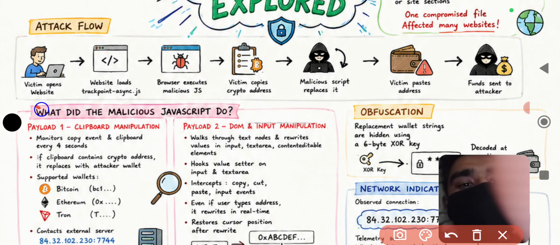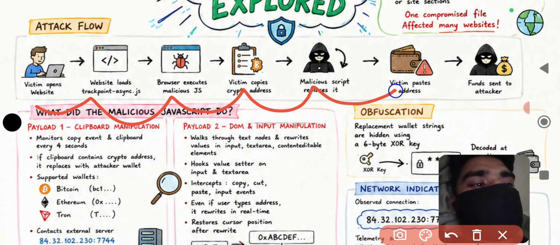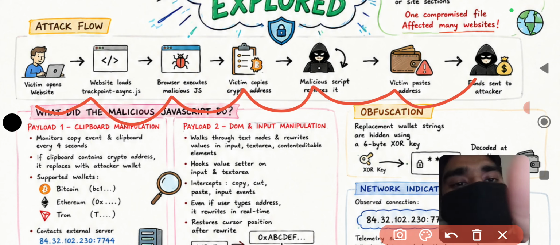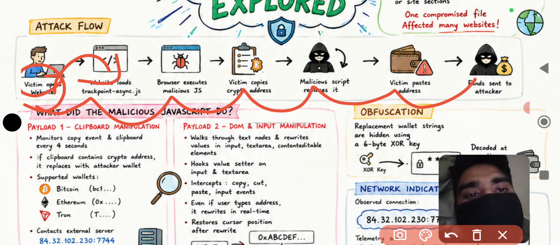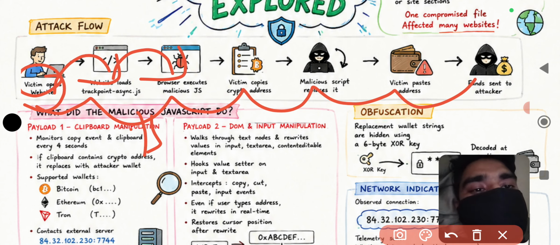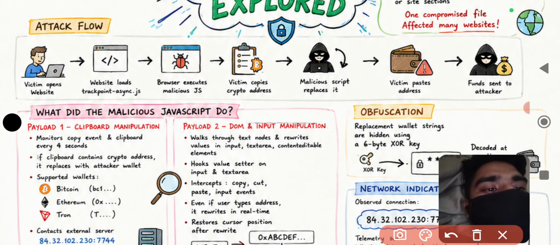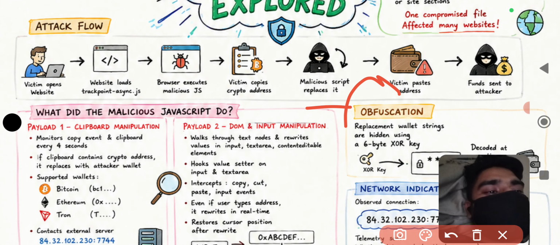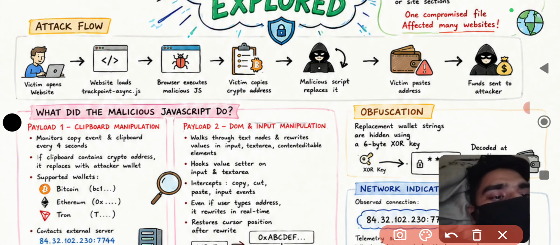This is the attack flow. The victim opens the website, then the website downloads the trackpoint file. The browser executes the malicious JS file, then the victim copies the crypto address, the malicious script replaces it, and the victim pastes the address and funds are sent to the attacker. So this is the attack flow.